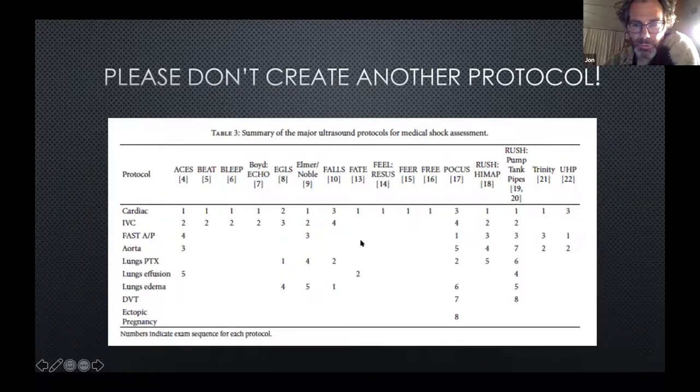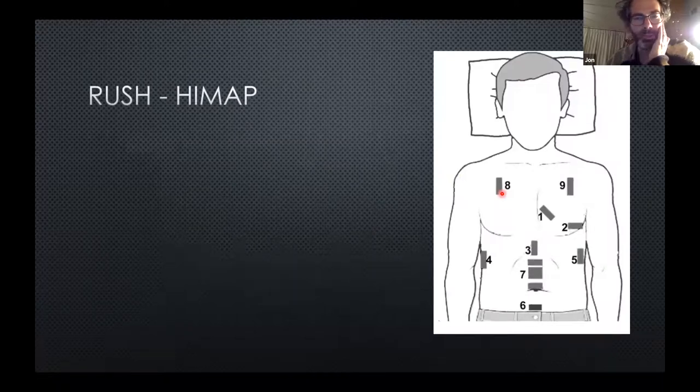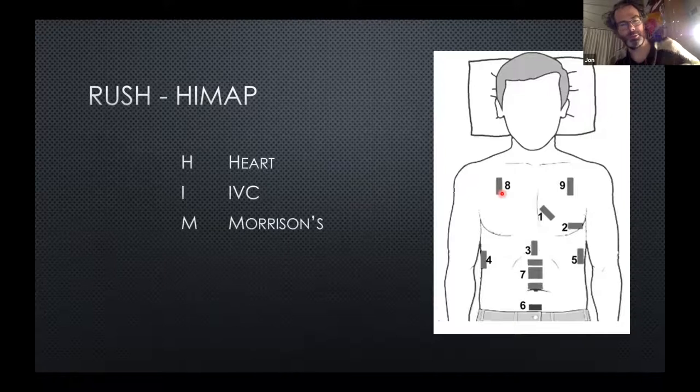And there are loads of protocols of how to actually use it. So please don't create another one. We've got about 20 of them already, and they all have cool sounding mnemonics. But the one I think is probably most used and quite easy to remember is the HIMAP, which is the one that Scott Weingart came up with. And it stands for heart, IVC, Morrison's pouch, aorta, and pleura.